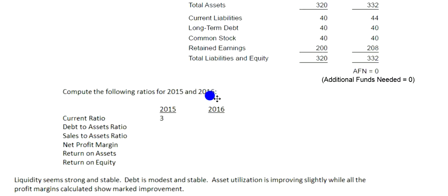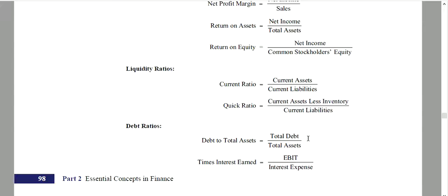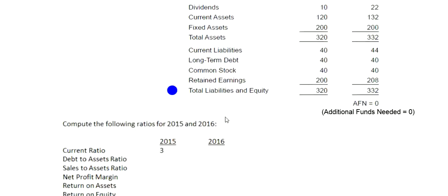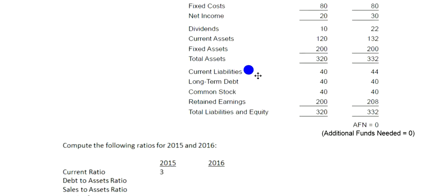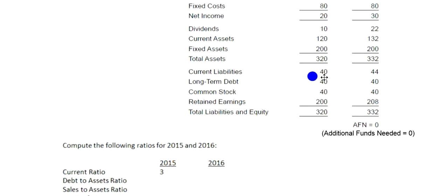Okay, the next one is going to be our debt to assets ratio. And what is that? Well, let's go to our trusty listing here, and debt to assets is total debt over total assets. Total debt is going to be current liabilities, which is all lumped right here, plus long-term debt. So that's going to be 80 total debt over total assets, so 80 over 320.